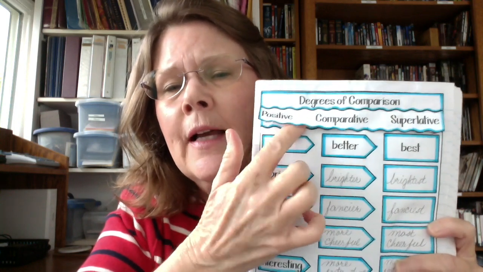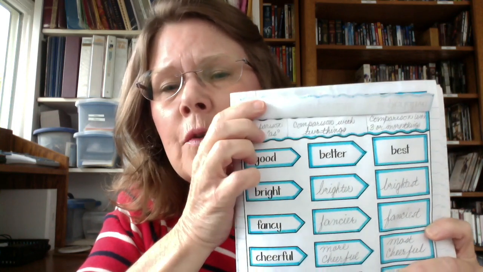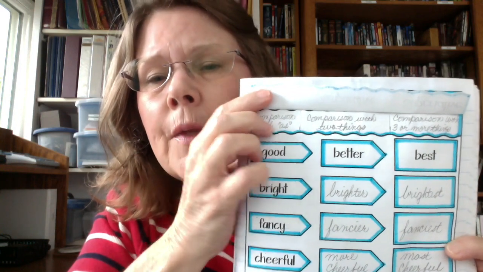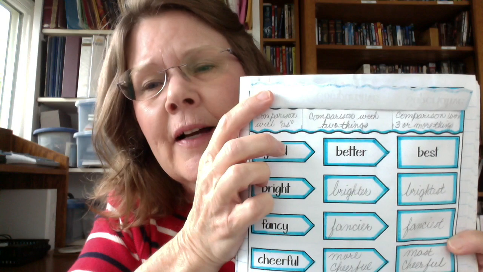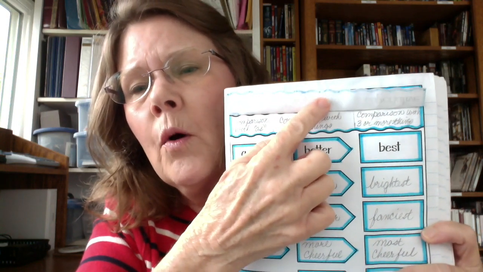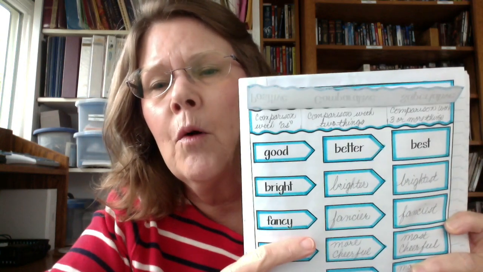And again, what we said was you're comparing two things. So that's all I wrote. Comparison with two things. All right? And the same thing over here in the third one, except it's three things. It's superlative. Comparison with three or more things. So all this is just saying what we've already said.